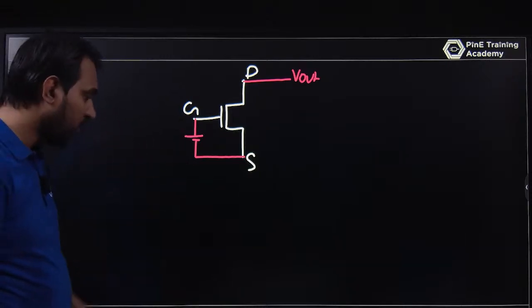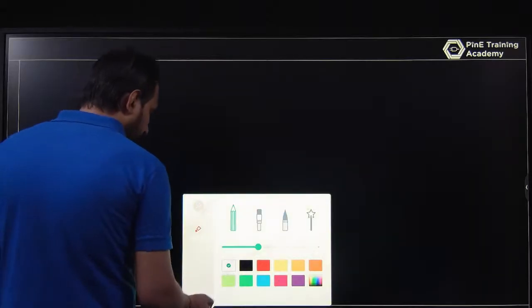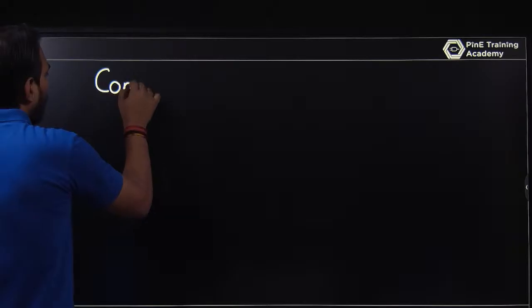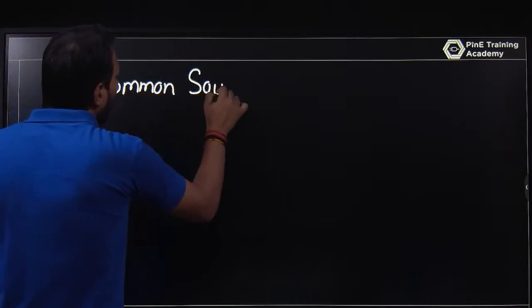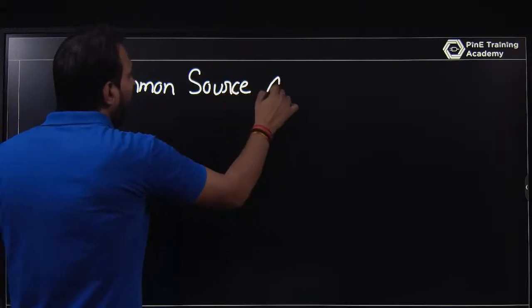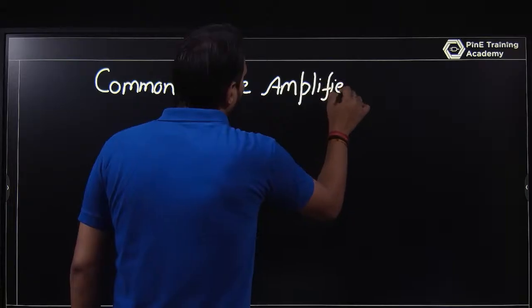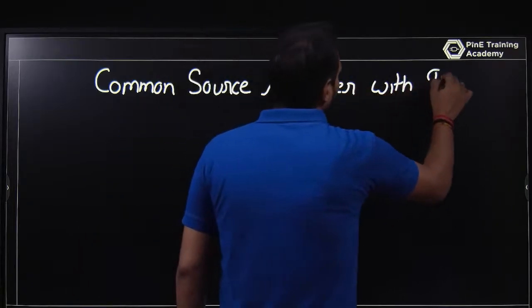Okay, that is a common source. So let's talk about the common source amplifier with a resistive load. That is a very basic circuit.